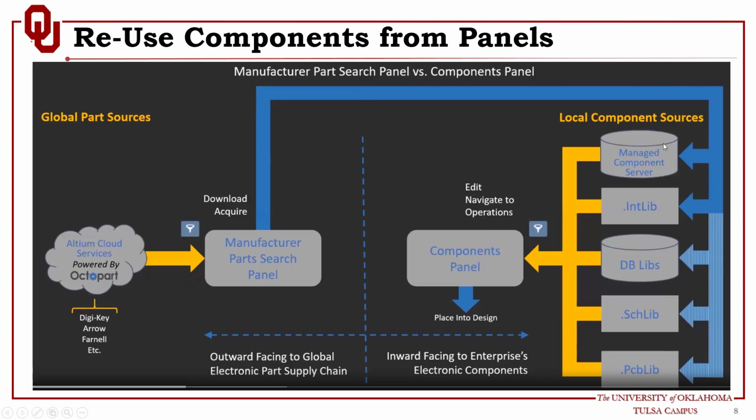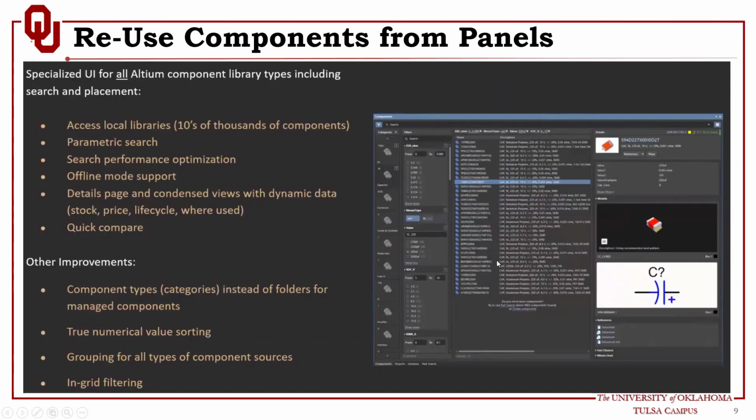So you can access your managed component server from the components panel. You don't have access to it from the manufacturer part search panel. These are the two differences between these two panels, and eventually we'll be using these two panels only. You don't have to go back and use the Explorer at all, not at any time in the future.